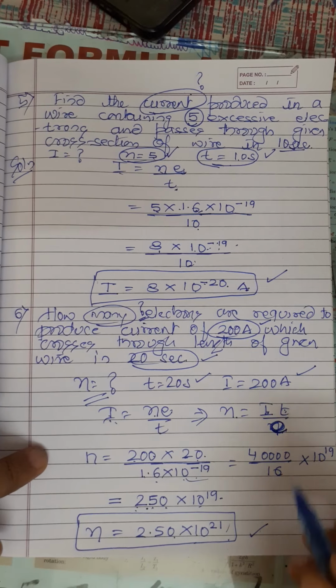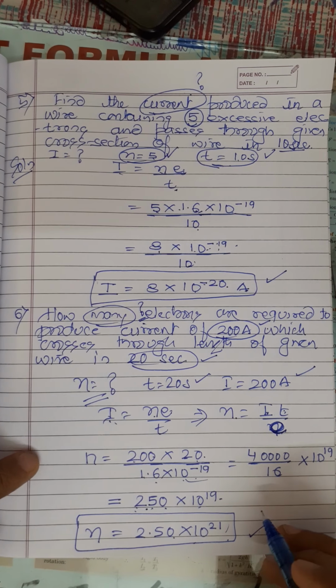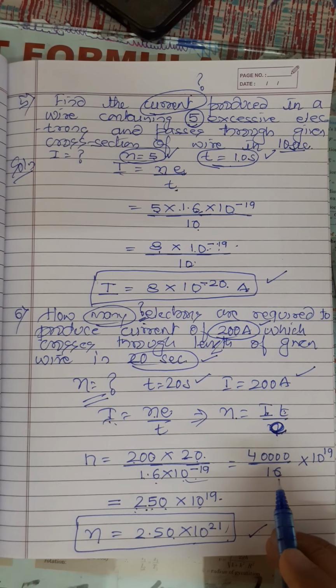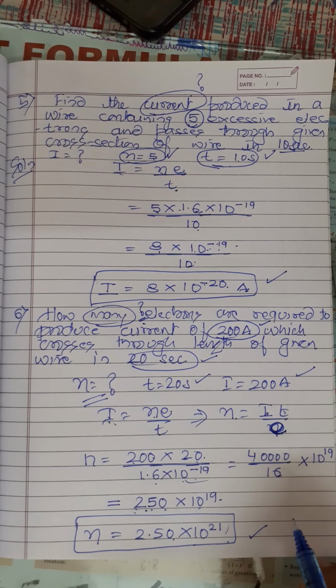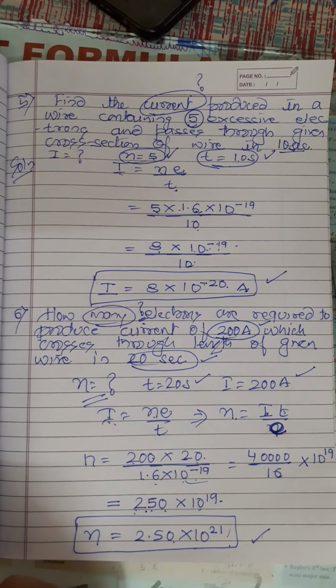So students, this was all about the numericals based upon the formula Q is equivalent to NE and I is Q by T. In the next lecture, we'll take up the topics of resistance, resistivity, conductance, conductivity, and Ohm's law. That is a very important topic.